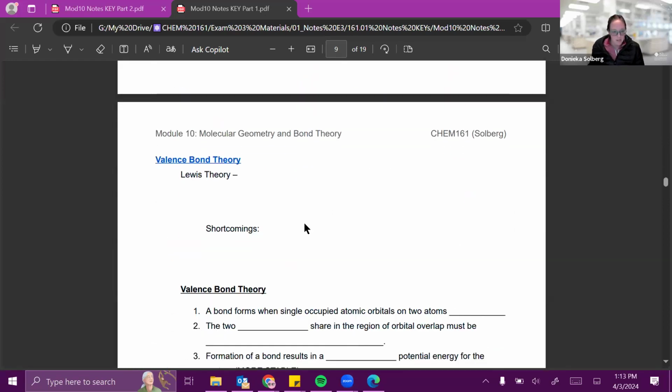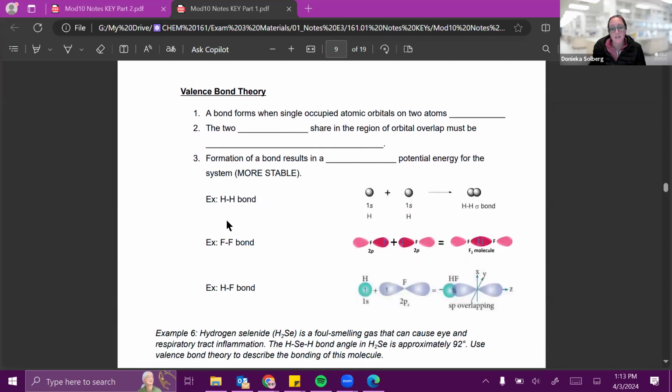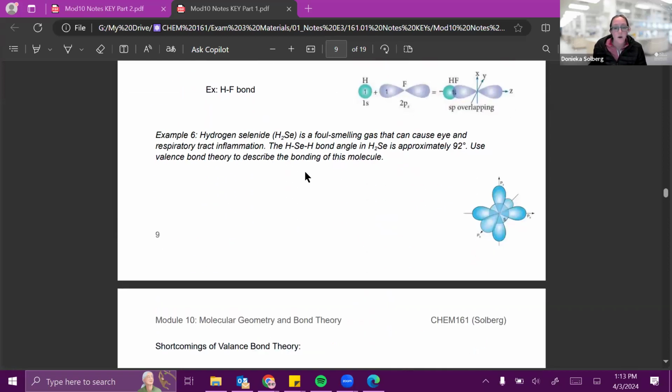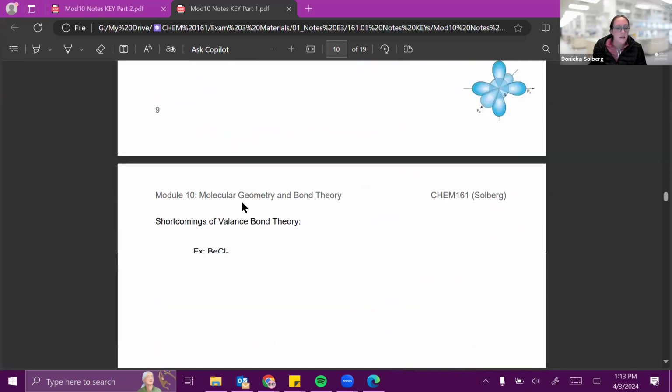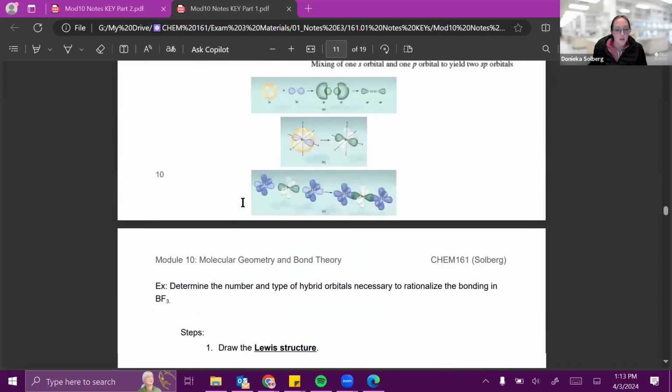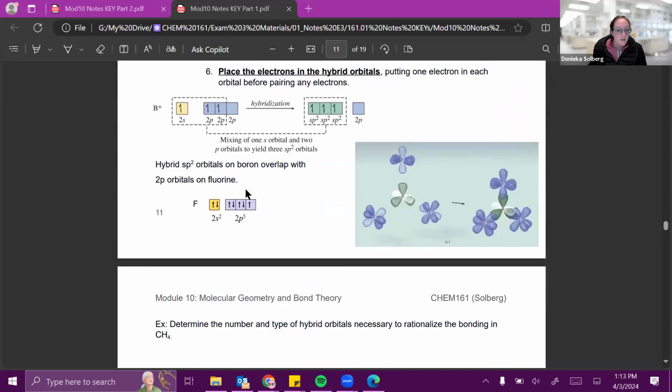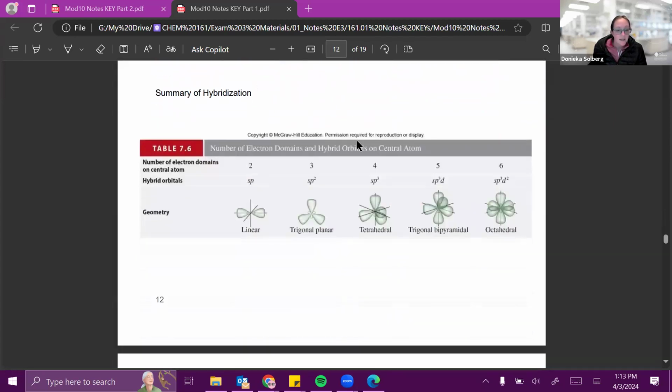And then valence bond theory. Okay, so I'm just going to talk about the important thing really about here. It's that bonds overlap, or that the orbitals overlap to make a bond. And what you need to know, I'm going to skip over all of this, is right here. If you can count domains, you can tell me what the hybridization is.